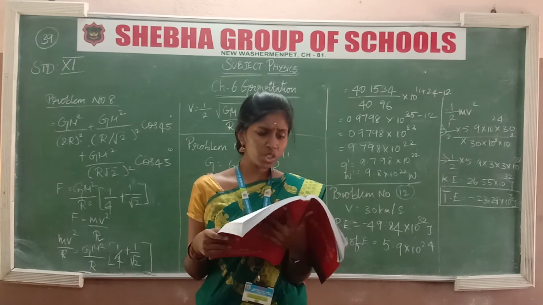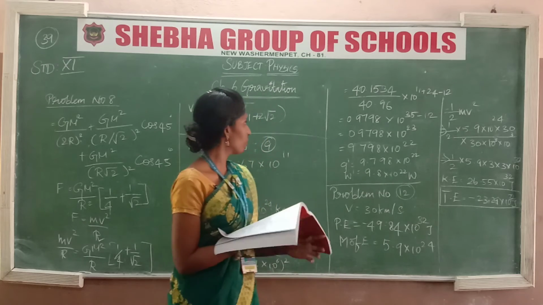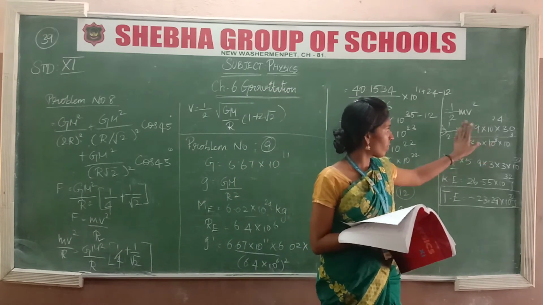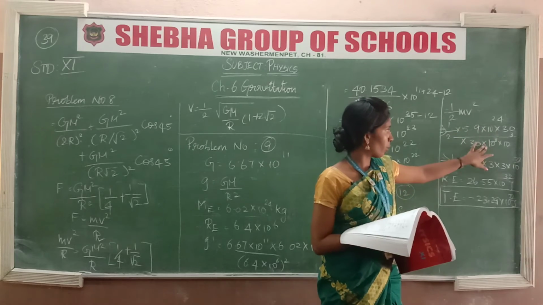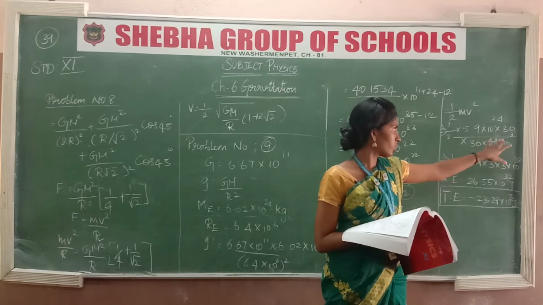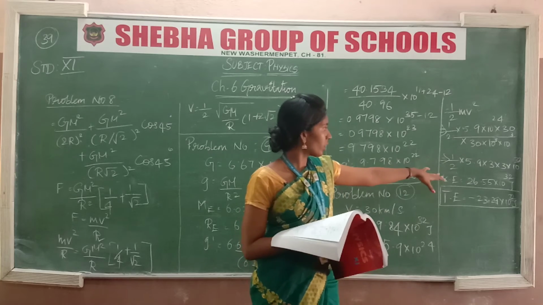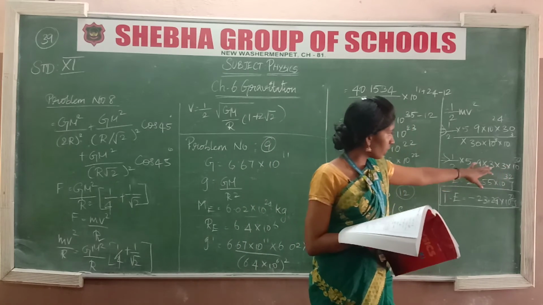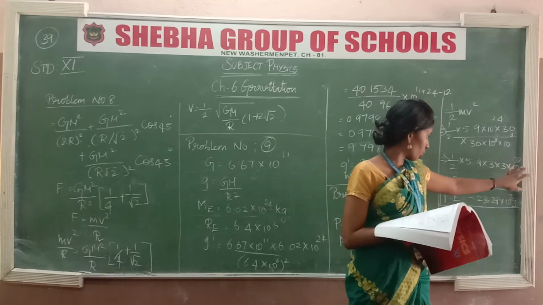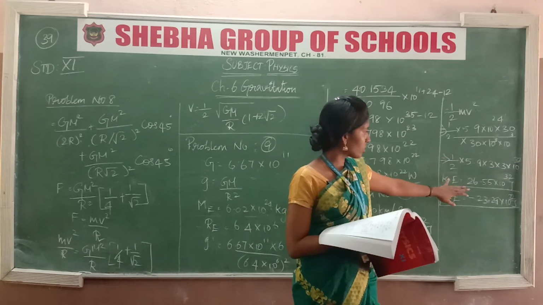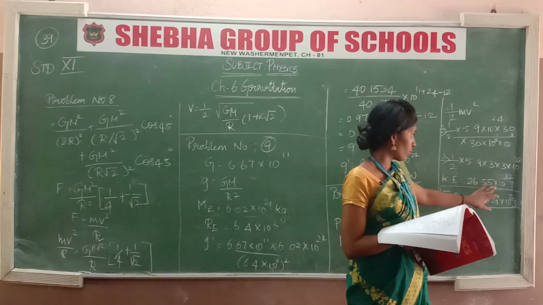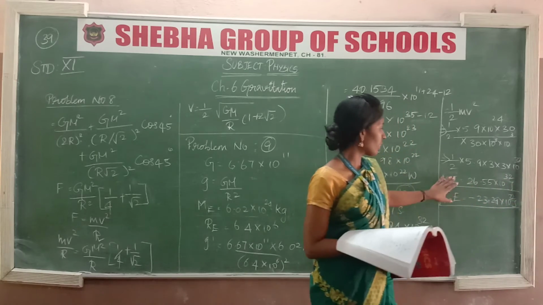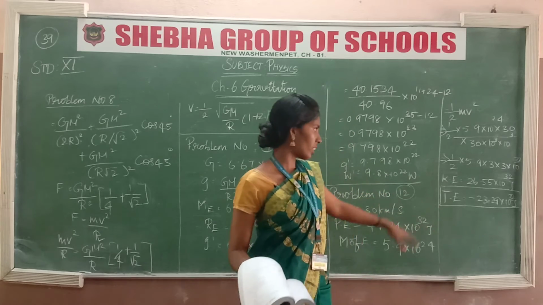To find the kinetic energy value, half mv square. So half into the value of m, then the value of v, we substitute. Half into 5.9 into 10 to the power of 24 into 3 into 10 to the power of 3 squared. So the total kinetic energy value is 26.55 into 10 to the power of 32 joule. Now with the kinetic energy value, we find the total energy.